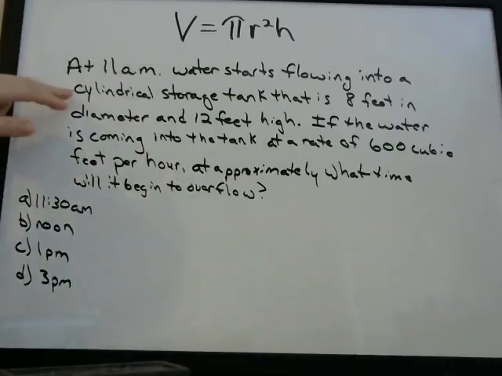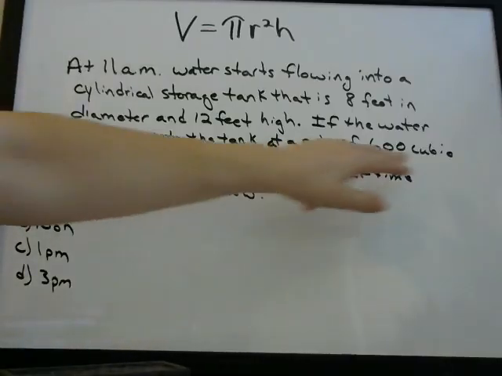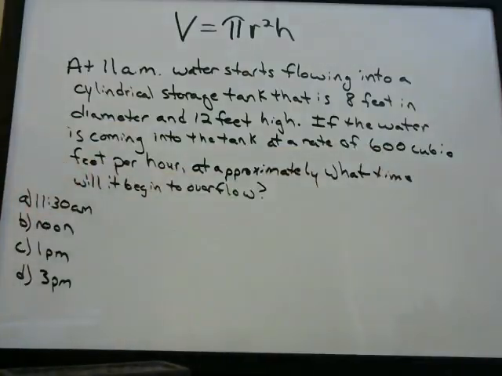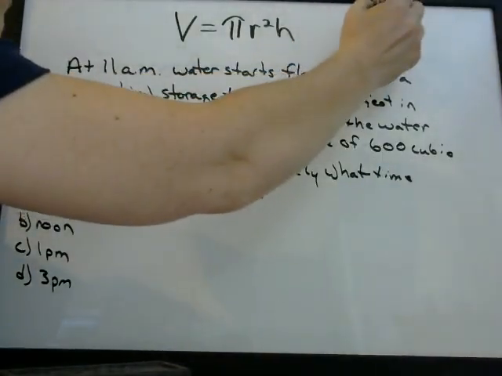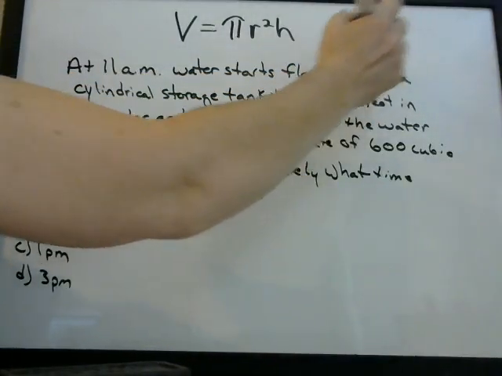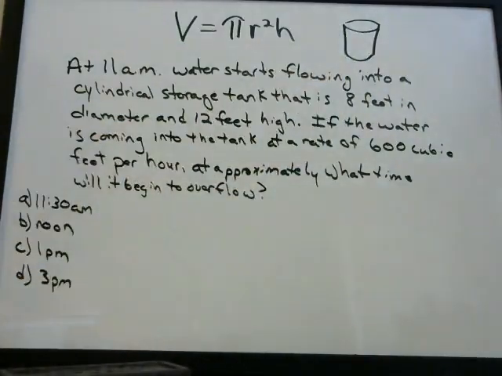So, the first thing you should see, cylindrical. The next thing you should see is talking about cubic feet. So that should give you a clue that you're talking about volume. So it says at 11 a.m. water starts flowing into a cylindrical storage tank that is 8 feet in diameter and 12 feet high. So let's just draw that so we can get a little bit of a visual. So 8 feet in diameter.